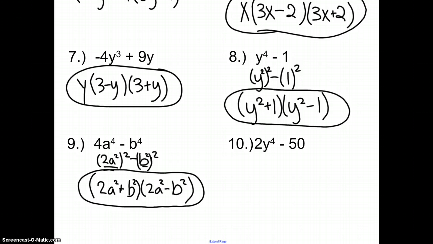Number 10, I want you guys to try on your own. So pause the video, and you should get a solution of 2y squared minus 5, y squared plus 5.